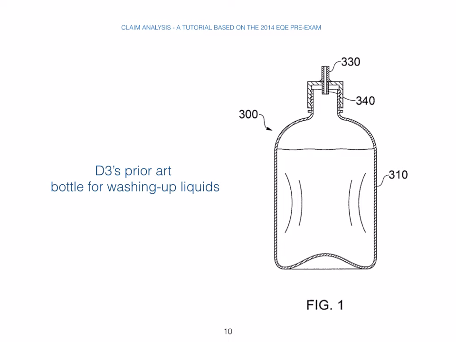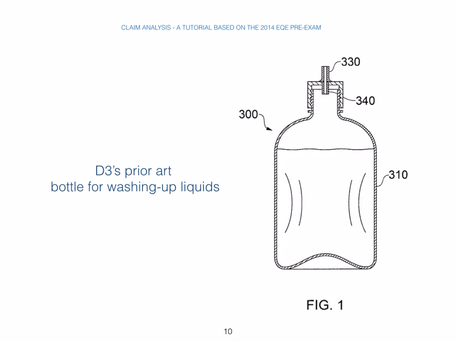Turning now to D3, here D3's bottle is shown on the slide. It's a different type of bottle. It's a squeezable plastic bottle containing a washing up liquid.